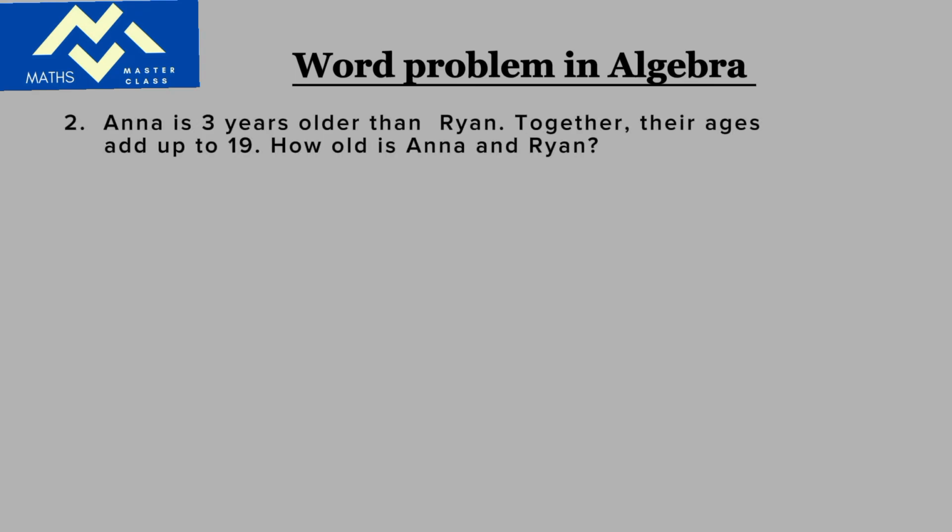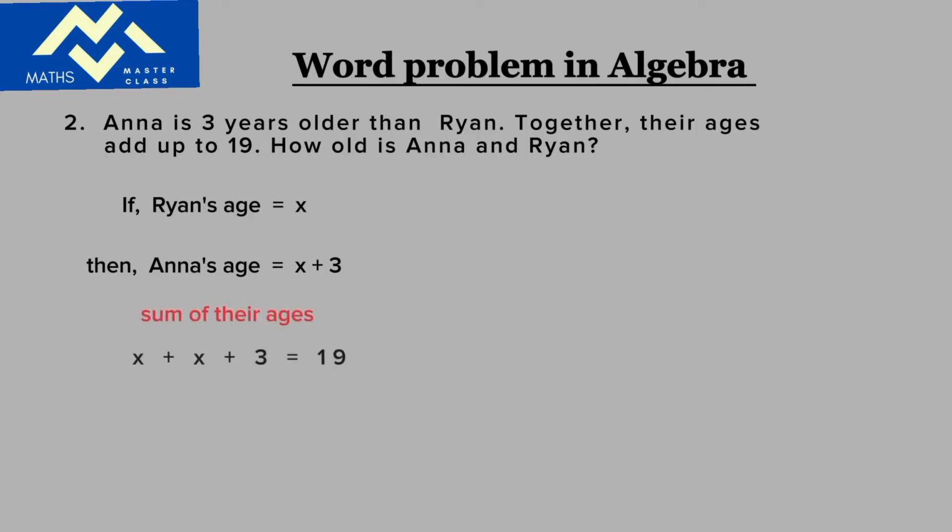Example 2. Anna is 3 years older than Ryan. Together, their ages add up to 19. How old are Anna and Ryan? If Ryan's age is X, then Anna's age equals X plus 3. Sum of their ages is X plus X plus 3 equals 19. 2x plus 3 equals 19.